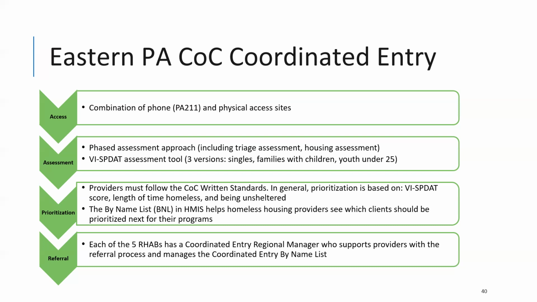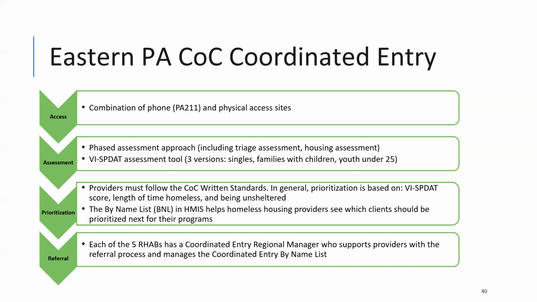VI-SPDAT stands for Vulnerability Index Service Prioritization Decision Assistance Tool. And this is the assessment tool that's used to assess folks for different housing interventions. And there's 3 different versions. There's a version for singles, people without children, families with children, and then youth under 25.